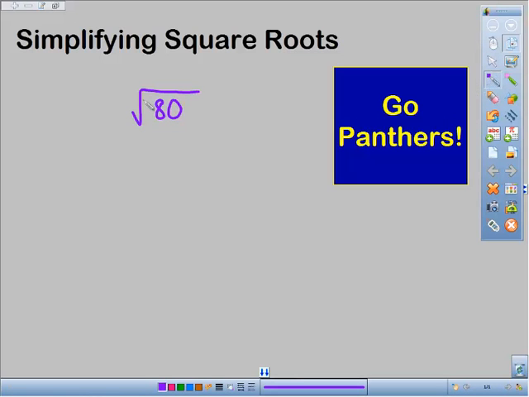Okay, for this video we're just going to do a real quick example of how to simplify square roots. We're going to start with this example here, the square root of 80, and we're going to try and simplify that.